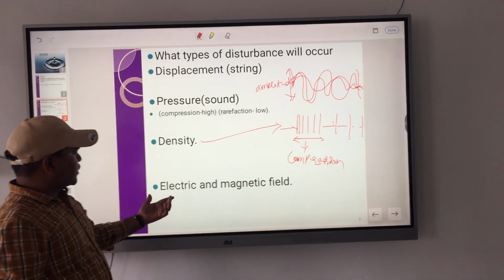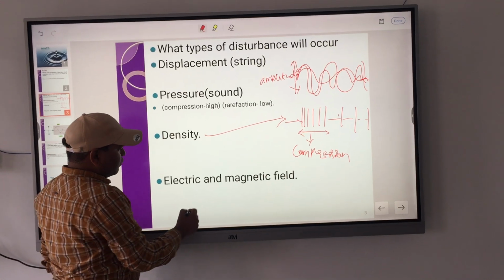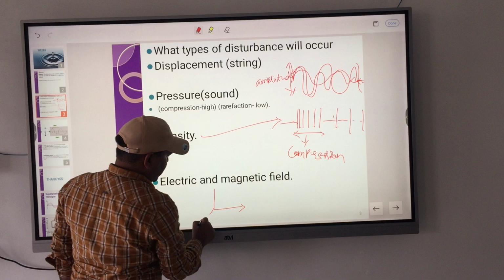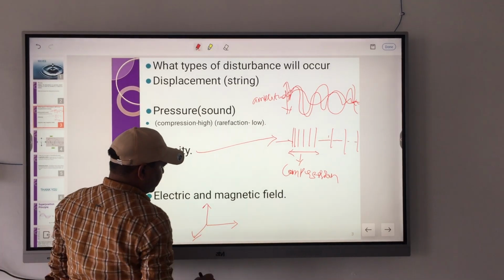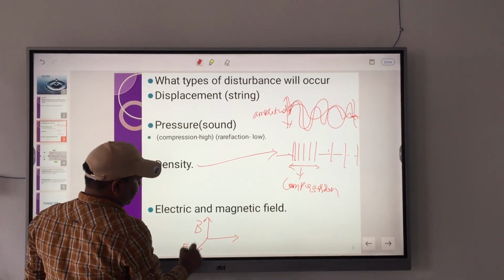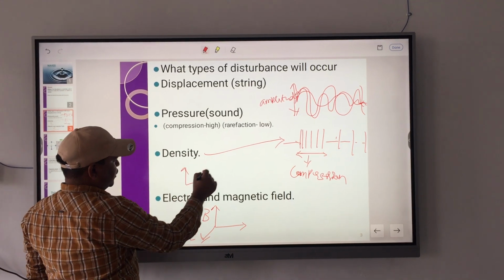The other thing is we can understand the electric and magnetic field. Here the electric and magnetic fields are created in perpendicular directions. The electric and magnetic fields have some particular properties. Like this is the electric field and this is the magnetic field. We know the electric and magnetic fields are perpendicular to each other.